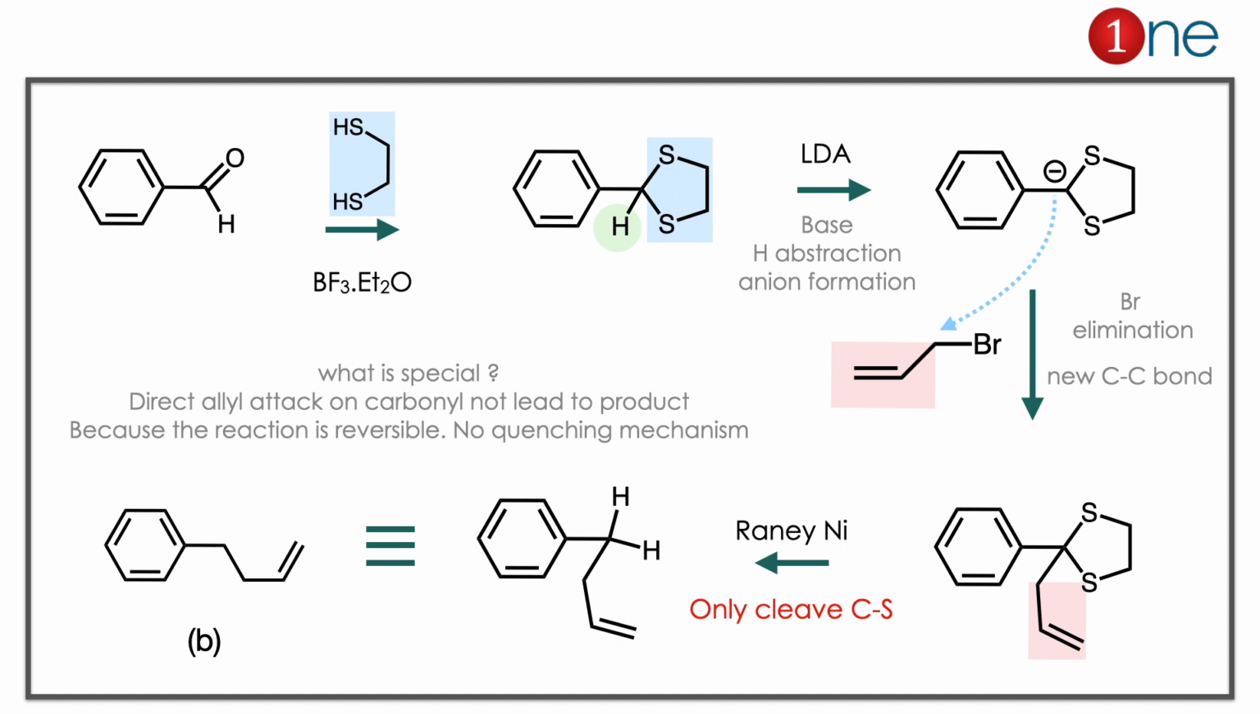Next step you are using allyl bromide. Bromine is a very good leaving group. You are attacking with the anion. So new CC bond formation will be there and you have the dithiane. Next step you are using Raney nickel. Raney nickel only cleaves the CS bond there. You have just hydrogenation there. So you have product B.